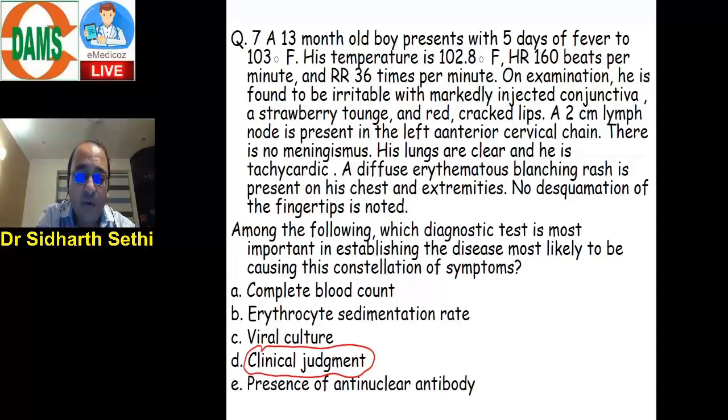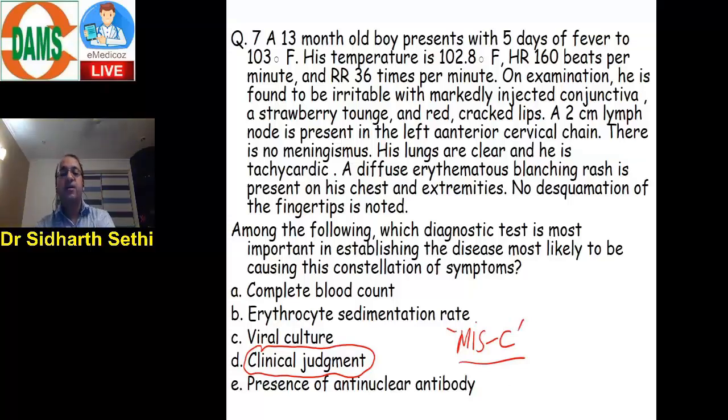In fact, nowadays in COVID-19, we see a lot of multisystemic inflammatory syndrome in children with COVID. That's called MIS-C. It looks just like Kawasaki disease. We are seeing a lot of these children.